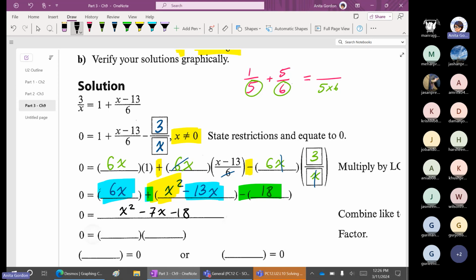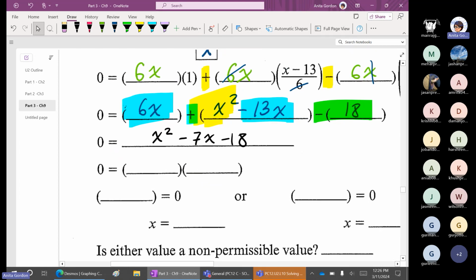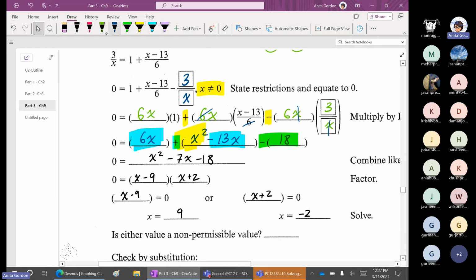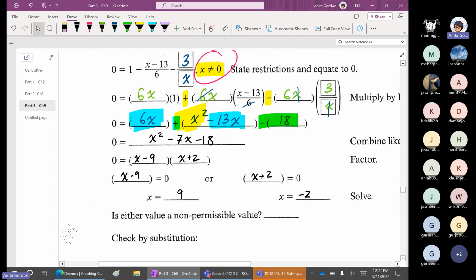Now we have a leading coefficient of 1, quadratic. We can factor this pretty much in our heads. Two numbers that make negative 18 but add to negative 7. What would they be? Negative 9, positive 2. Okay, so these are my two factors. So the roots are positive 9, negative 2. First thing we do is, does it violate my restriction? No, it does not. Neither of those are 0. So no, we do not have a violation here.